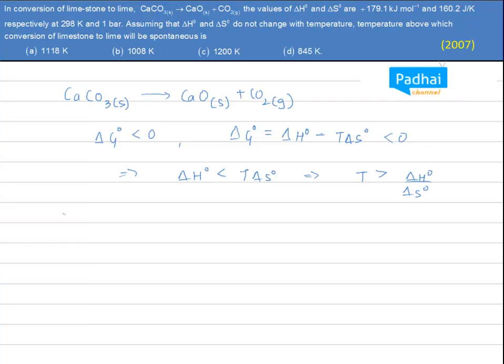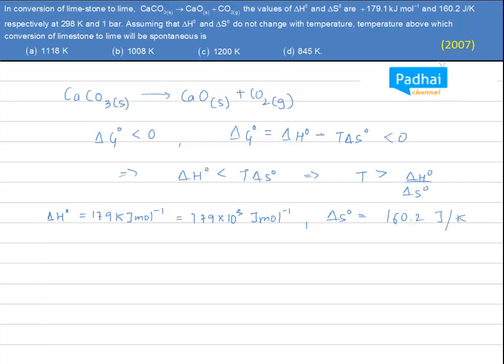Now what are the values? Delta H naught is given in the reaction, which is 179 kilojoule per mole. That means 179 into 10 raised to power of 3 joule per mole. And delta S naught is 160.2 joule per Kelvin.